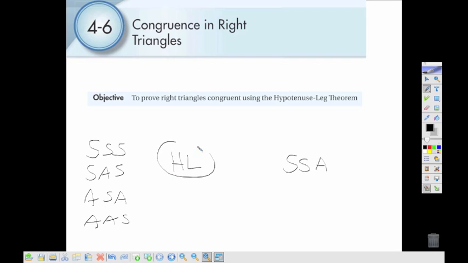And what hypotenuse leg is, it's looking at a special case where because we have a right angle, this actually works. But we're not going to ever call it SSA. We're never going to use that, but we can use hypotenuse leg.